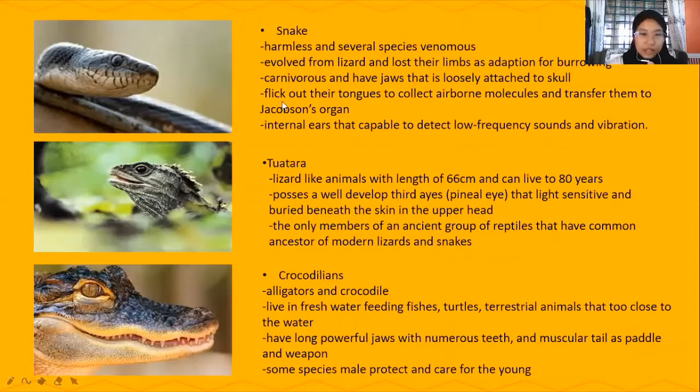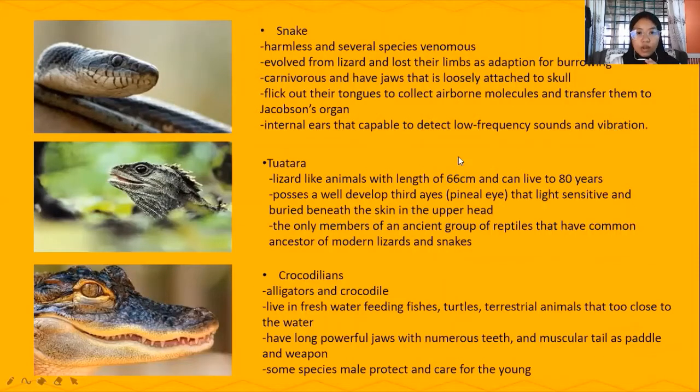Snakes and lizards will flick out their tongues to collect airborne molecules and transfer them to Jacobson's organ. Snakes have internal ears that are capable of detecting low-frequency sounds and vibration, as their ears lack an external ear opening.